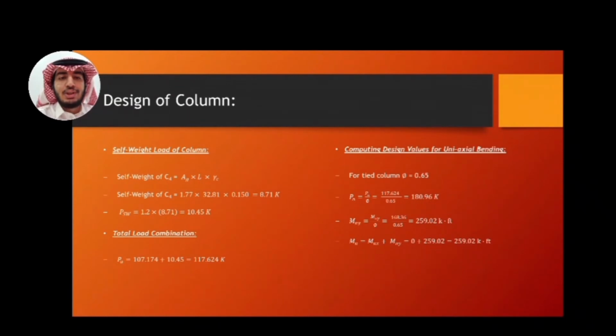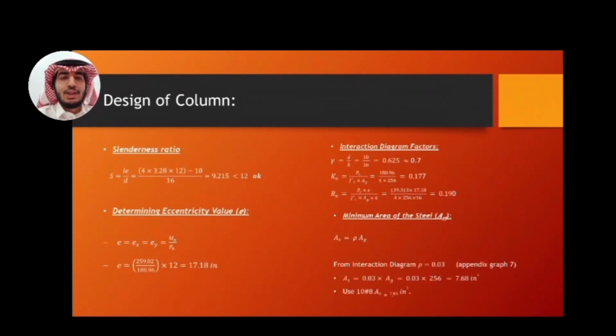Total dead load combination after finding the self weight of the column and computing the design value for uniaxial bending. Slenderness ratio: we need to find the slenderness ratio, which is less than 12, which is okay, and determining the eccentricity value, which is equal to 17.18.